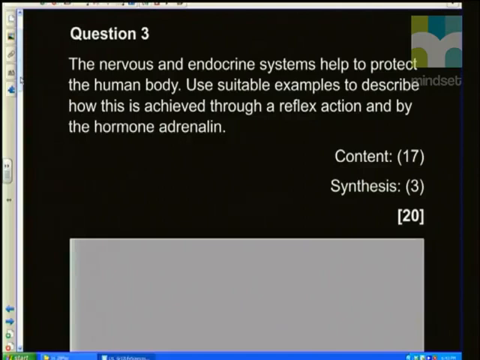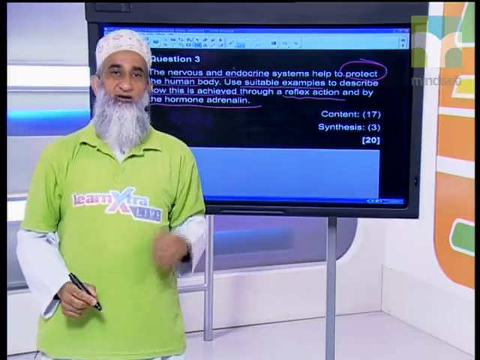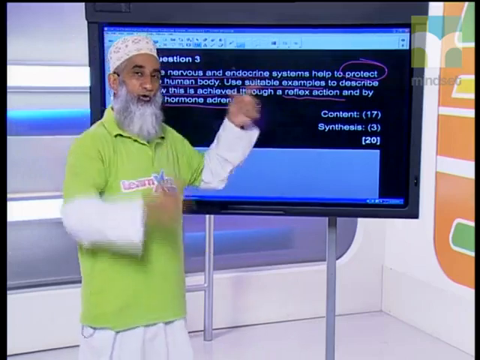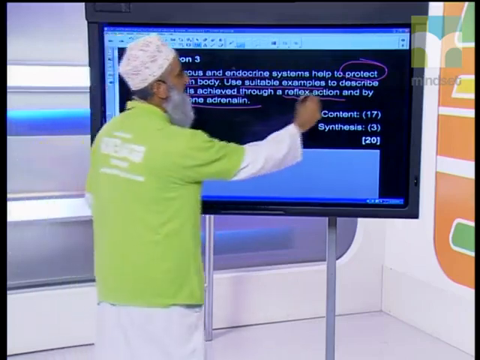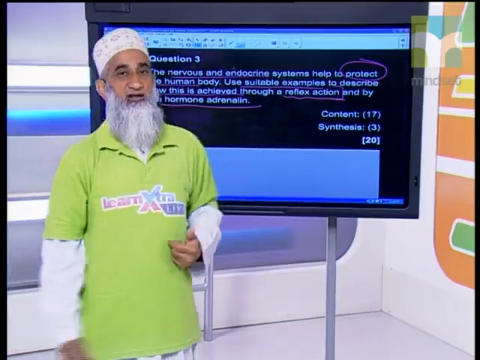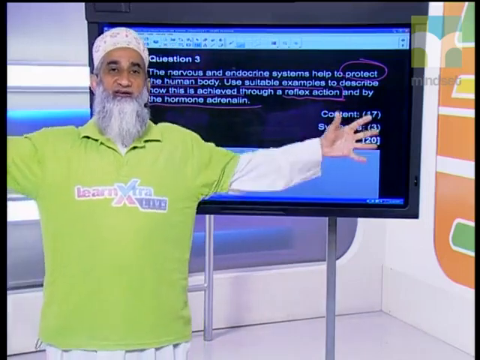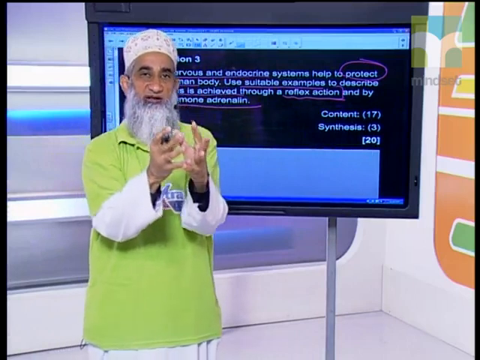The nervous and endocrine systems help to protect the human body. Use suitable examples to describe how this is achieved through a reflex action and by the hormone adrenaline. Now, you will remember that previously we have discussed part of this essay already in this forum, when we did the reflex action. This is actually a question that appeared in November 2012 in the national paper. What have they done? They put the endocrine system and the nervous system together to give you the essay.